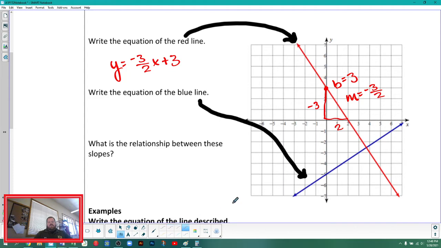For the blue one, this one down here, it goes through negative 5. And to find its slope, I'm going to use this point here, and it shows that it goes up 2 and over 3. So it has a slope of 2 over 3. These two lines are actually perpendicular, and it helps us figure out what is the case with the slope.